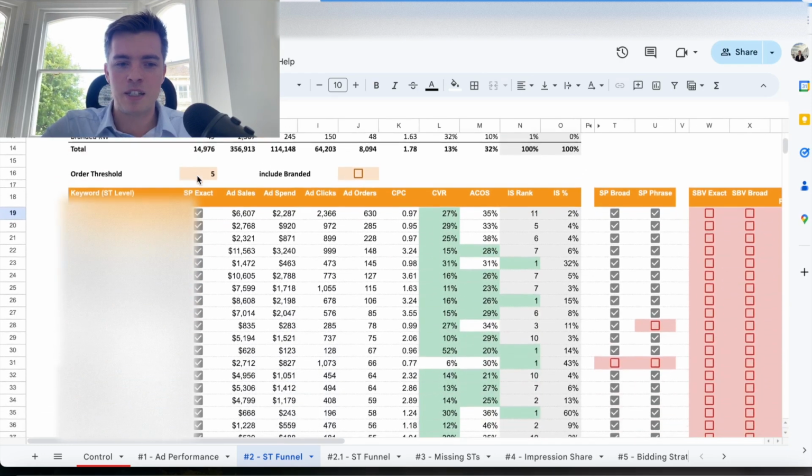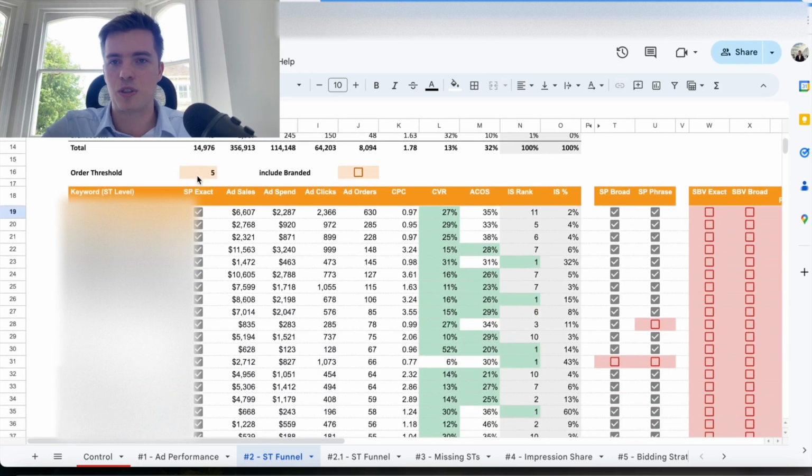Now, next thing you want to look at is the actual search term funnel. So here you can break down what keywords are performing in what capacity, and from there, where can you improve things? So for example, this keyword here, you can see it generates 6,600 ad sales. It spends 2,200 a month. You've got a conversion rate of 27%. Impression score, that means you're getting a 2% market share overall.